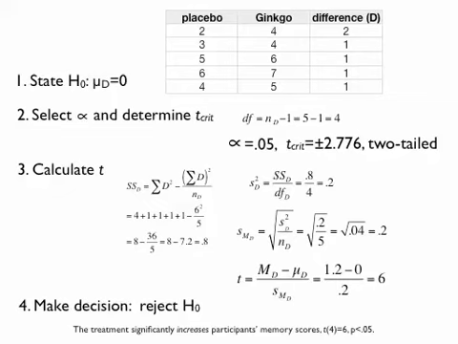I'll give the values there in APA format that we'll discuss in class. t with 4 degrees of freedom equals 6, and we know, because we rejected the null, that p is less than our alpha, less than 0.05.